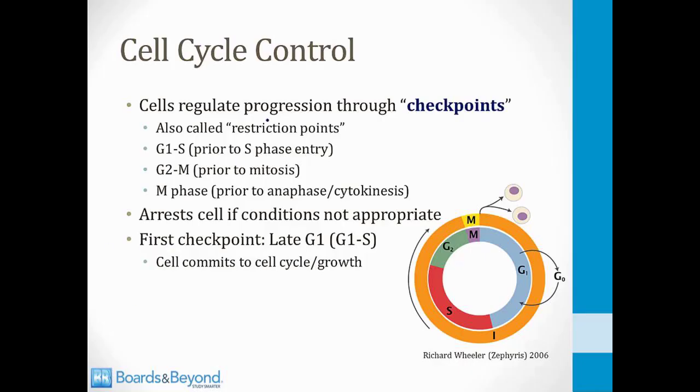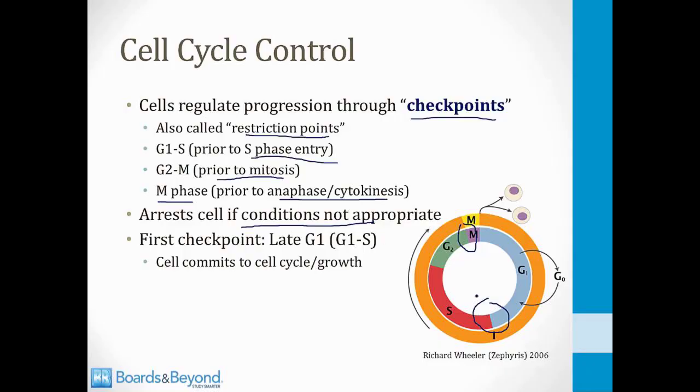Cells in our body regulate progression through the cell cycle by regulating progression through checkpoints. These are important parts of the cell cycle, also called restriction points, that the cell does not move beyond unless conditions are just right. So for example, the G1 to S phase transition just prior to S phase entry is a very important checkpoint. So is the G2 to M phase transition just prior to mitosis. In addition, there is an important checkpoint within the M phase itself prior to anaphase and cytokinesis. And what the cell does is look at various regulatory elements and it arrests itself if conditions are not appropriate. In other words, it does not proceed further in the cell cycle if conditions are not just right.